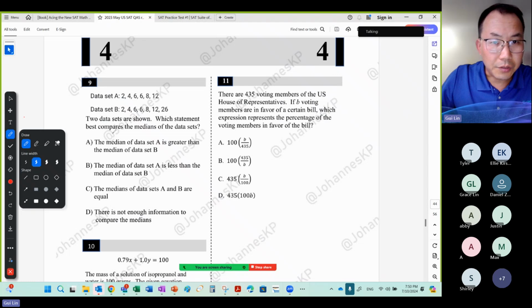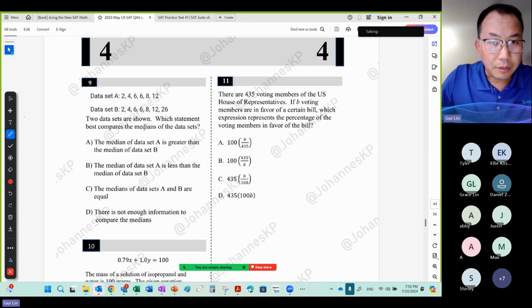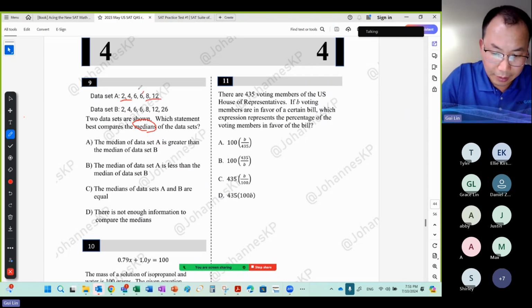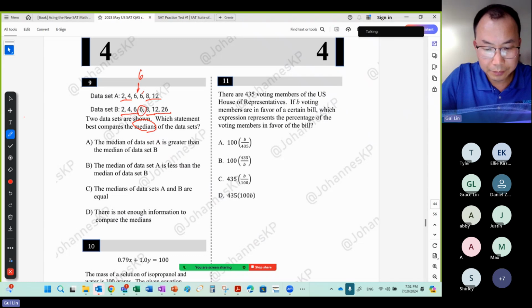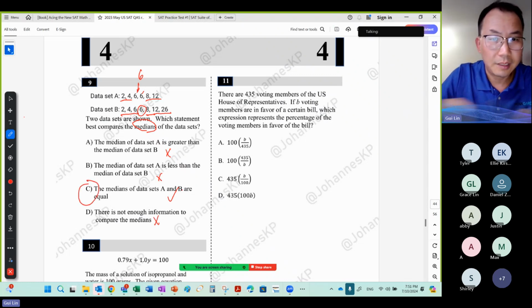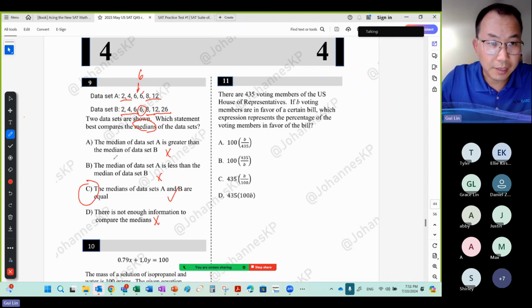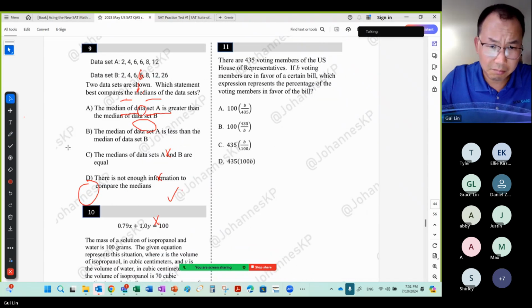So you can see the two data sets. They want to check the median. So what's the median here? Here it is 6, right? The median is between these two, so still 6. For data B, you take the middle, the median is also 6. So the median of data set A is greater than the median of data set B, or less than, or equal, or not enough information to compare. So what do we go with? This one goes back to the statistics. Somewhat basic, but you need to be really careful sometimes.